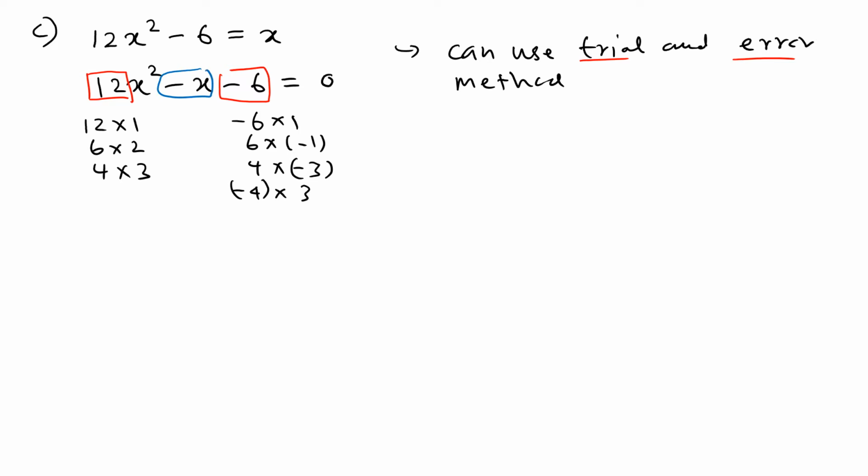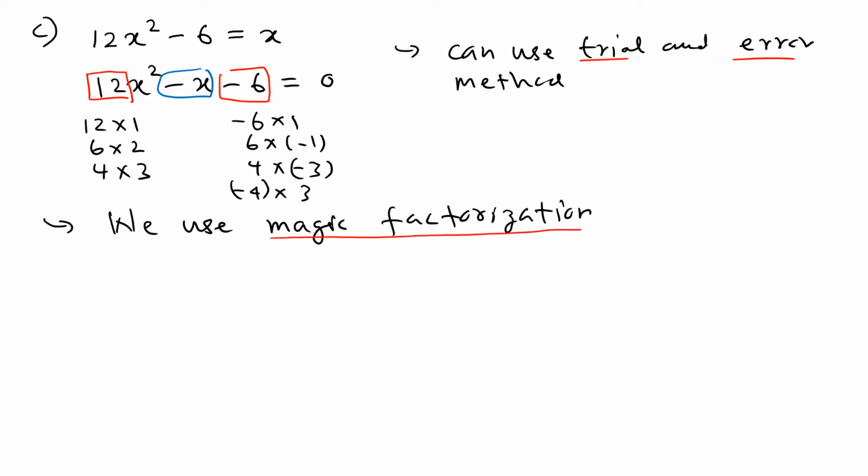Trying this, but we can use a different approach. We can use what we call the magic factorization, or the systematic approach. If you are not familiar with that, you can see a link in the description and find what we do there. But let's just do one example to figure out how it works.